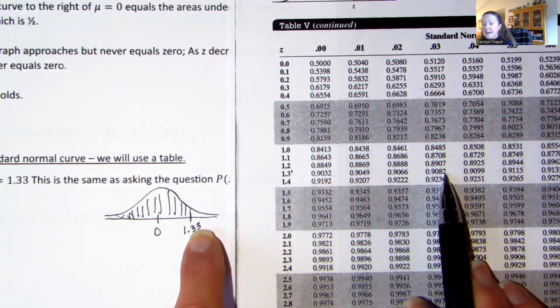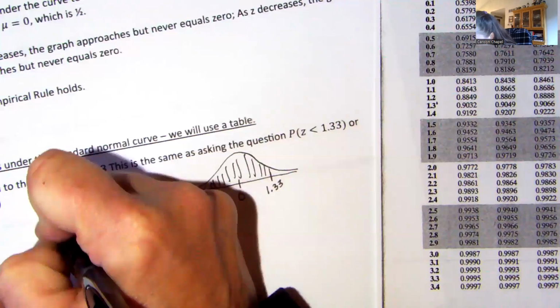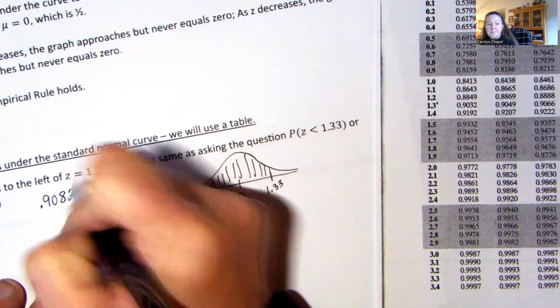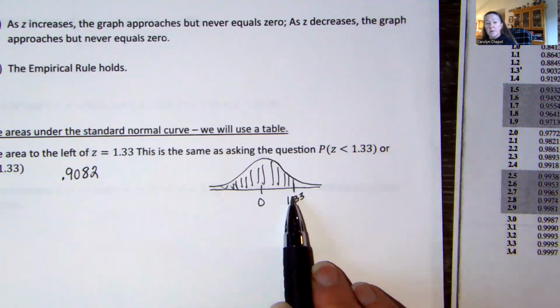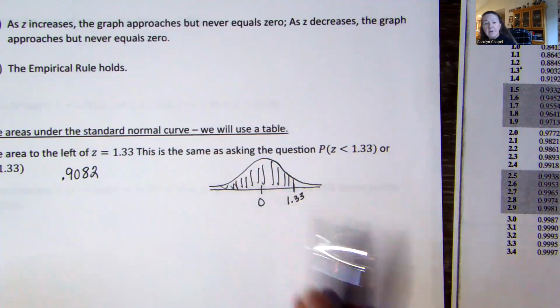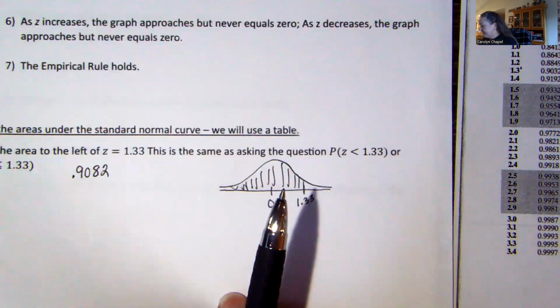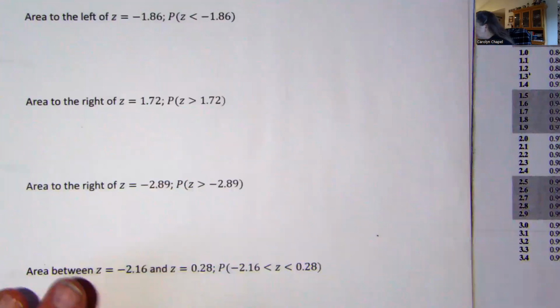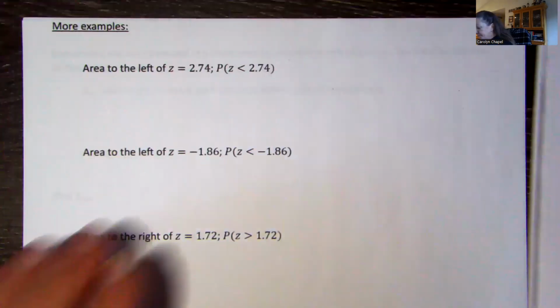So that 0.9082. And that would be the probability that our value is below that. It would be the area under the curve. Let's do a few more just so we get comfortable using this table.